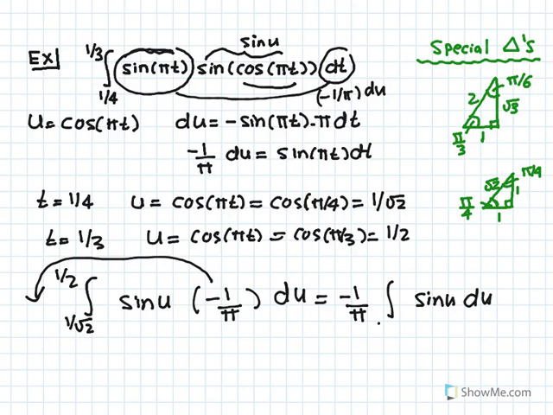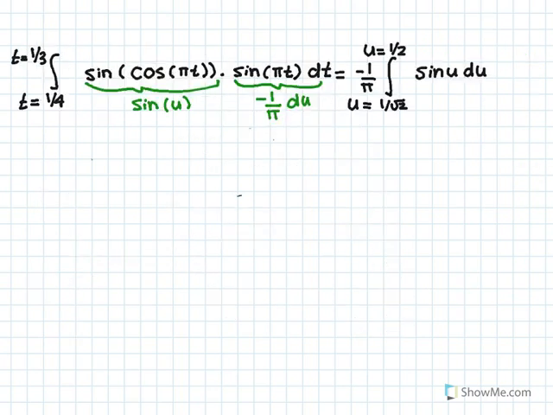We have 1 over root 2 to 1 over 2. So what we have is the integral from 1/4 to 1/3 of sine of cos of pi t, that's sine u, times sine of pi t dt, that was transformed to negative 1 over pi du. That's equal to negative 1 over pi. Then we transformed the limits as well. So the t limits became u limits. We get 1 over root 2 as a lower u limit, 1/2 as an upper u limit, sine u du.